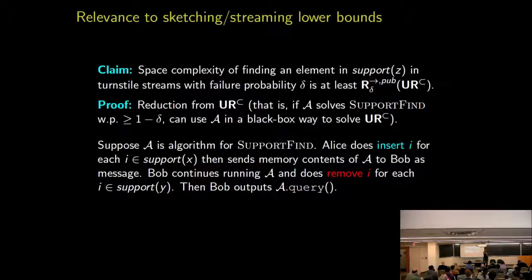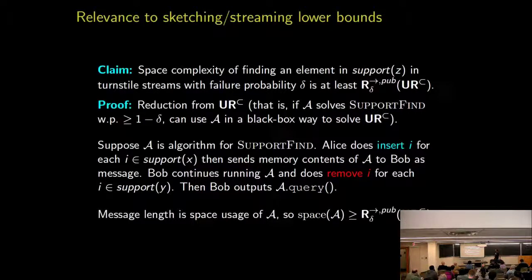Now she gets the memory contents of this algorithm, and she sends those memory contents as a message to Bob. Since Bob has the memory contents of the algorithm, he can basically continue running the algorithm from where it left off. For everything in his set, he'll say, remove that fruit. And then he'll ask the fruit basket algorithm to query, and it's going to tell him a fruit in the basket, with probability 1 minus delta. So in other words, it has solved the universal relation problem. That was not too bad. The message length is exactly the space usage of A, and we know that the message length is at least the minimum message length. That's the definition of R delta pub. So the space has to be at least that communication lower bound.